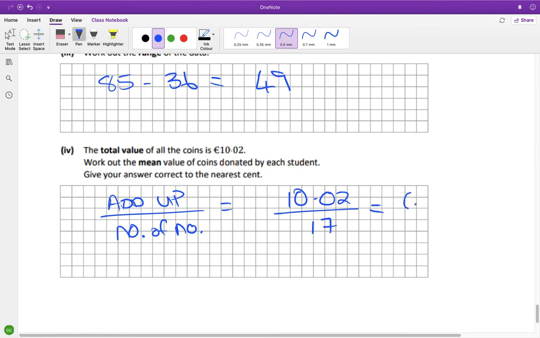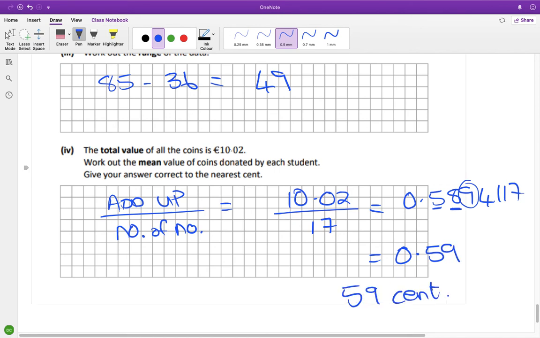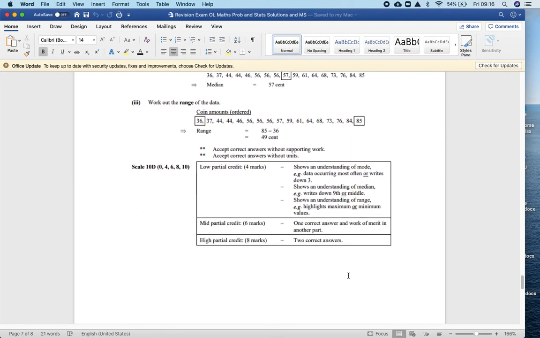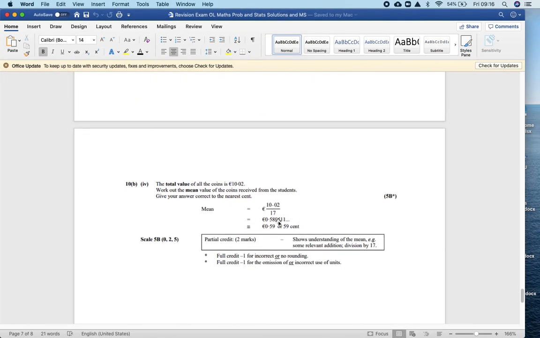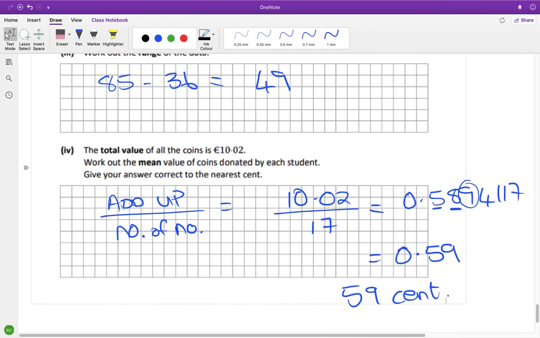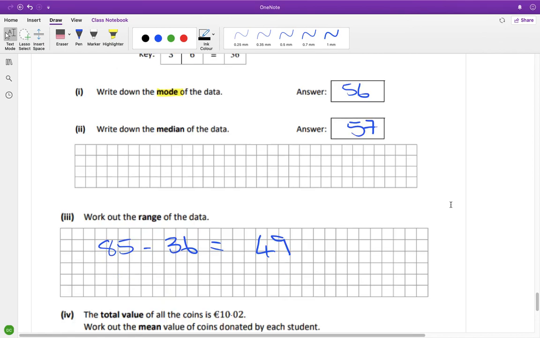So I get 0.58941117, and it continues. It's money, so it would be 2 decimal places. So it's 58, but the following number is a 9, so that will push it up. So it would go to 59 cent as the mean. Yeah, so here you go, there's your big number. It's 58, but you look at the next number when you're rounding, and the next number is bigger than 5, so it'll push that 58 up to 59. Oh, and that's it.